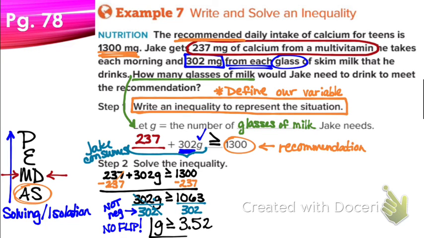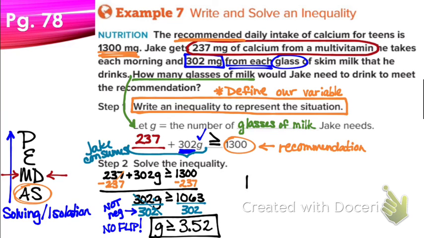What does that answer mean? That means you should take more. He needs to drink how much milk each day? More than, 3.52 or equal to it. Yeah, he needs to drink like 3.5 cups of milk or more. Can you drink half a cup of milk? Yeah, so that decimal is okay.